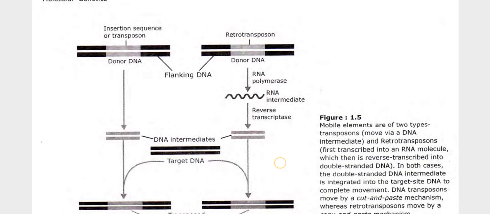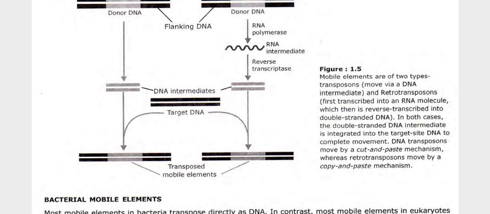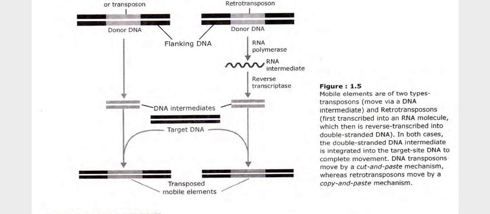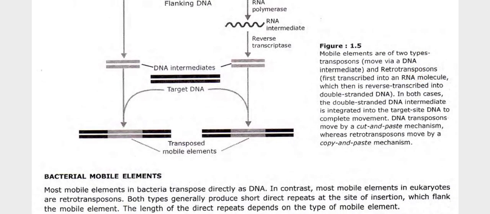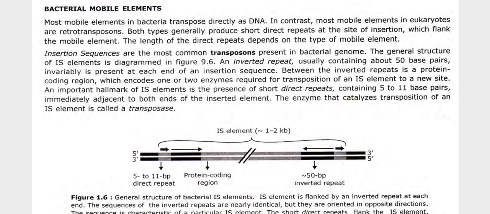Here you could see a picture which depicts all this information: insertional sequence or transposon, donor DNA, retrotransposition, flanking DNA, DNA polymerase, RNA intermediate, reverse transcriptase, DNA intermediates, target DNA, transposed mobile elements. So mobile elements are of two types. Transposons move via a DNA intermediate, and retrotransposons are first transcribed into an RNA molecule which is then reverse transcribed into double-stranded DNA. In both cases, the double-stranded DNA intermediate is integrated into the target site DNA to complete movement. DNA transposons move by a cut and paste mechanism, whereas retrotransposons move by a copy and paste mechanism. Later, we are going to learn about bacterial mobile elements, bacterial transposons, of course.